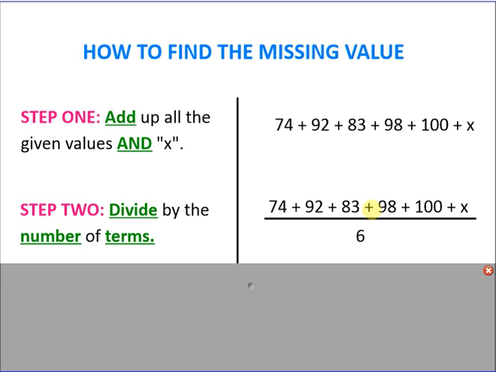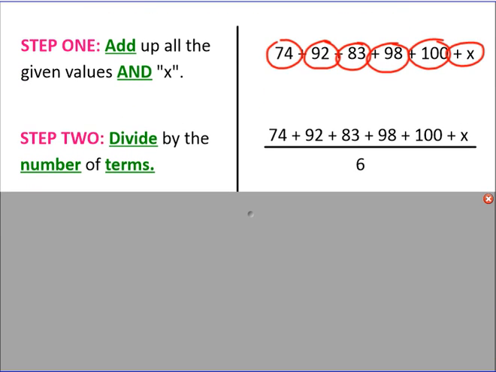Step two, you're going to divide by the number of terms. Now, what do I mean by that? Well, how many terms did you have here? 1, 2, 3, 4, 5, 6. So you're going to divide all of that by 6.